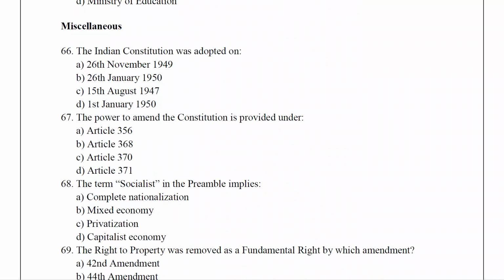Next, we are going to see miscellaneous questions. The Indian Constitution was adopted on 26th November 1949.